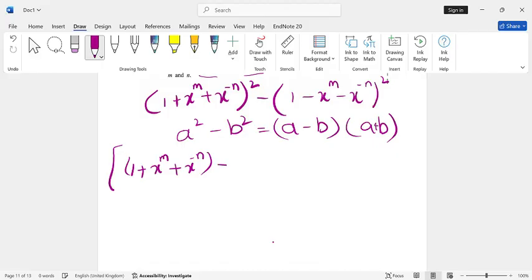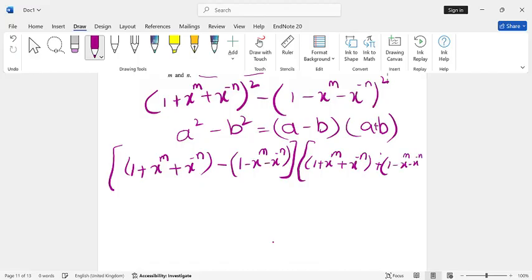I put the value of b, which is 1 minus x^m minus x^-n. Now we put the value of a plus b over here. We have 1 plus x^m plus x^-n, and plus, we have put the value 1 minus x^m minus x^-n. So I'm just going to multiply this minus to this and simplify these equations.